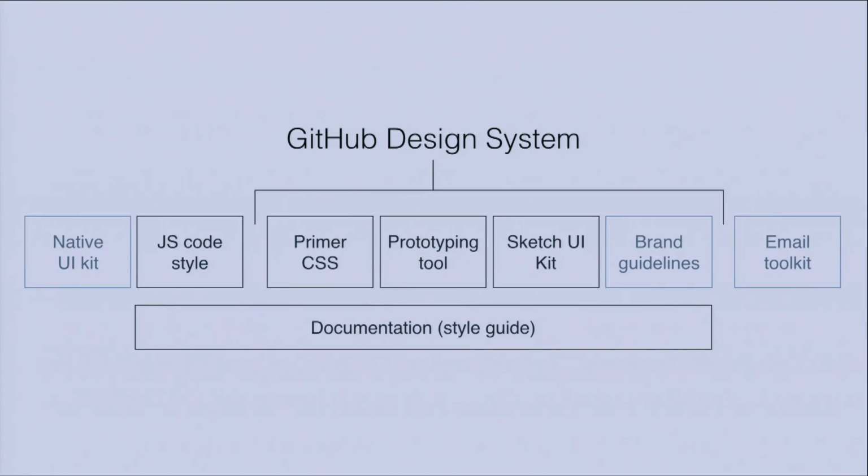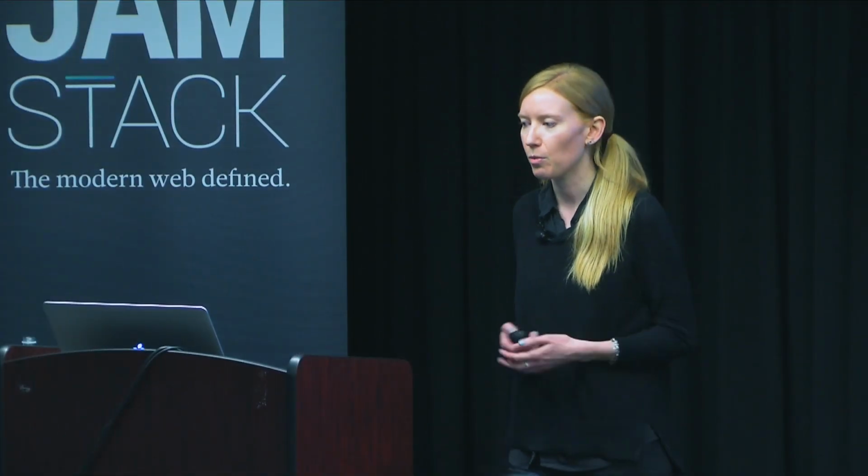That's everything from logo use to how do we use those same colors when it's in something like print, perhaps. We have some basic JS code style documentation, but it's not really connected with the rest of the system yet. We haven't figured out how we want to use CSS and JS together. And then we want to add on to that email and our native UI kit. We have a desktop app, and that's not really connected to the system yet. So this is what we're working towards, but we've got some work to do.